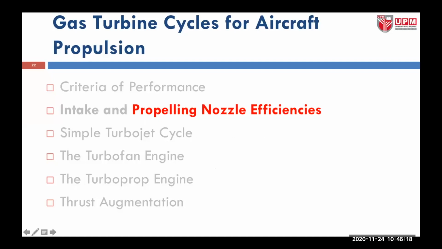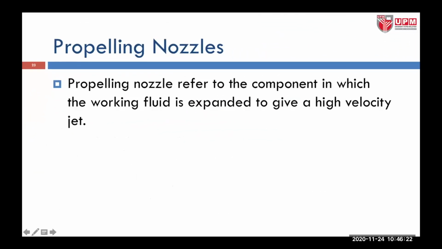Now we look into the propelling nozzle efficiencies. It is a little bit long. The propelling nozzle refers to the component in which the working fluid is expanded to give a high velocity jet. Remember, the expansion in the turbine is not fully expanded, right? And that's where we need a propelling nozzle to give extra thrust.